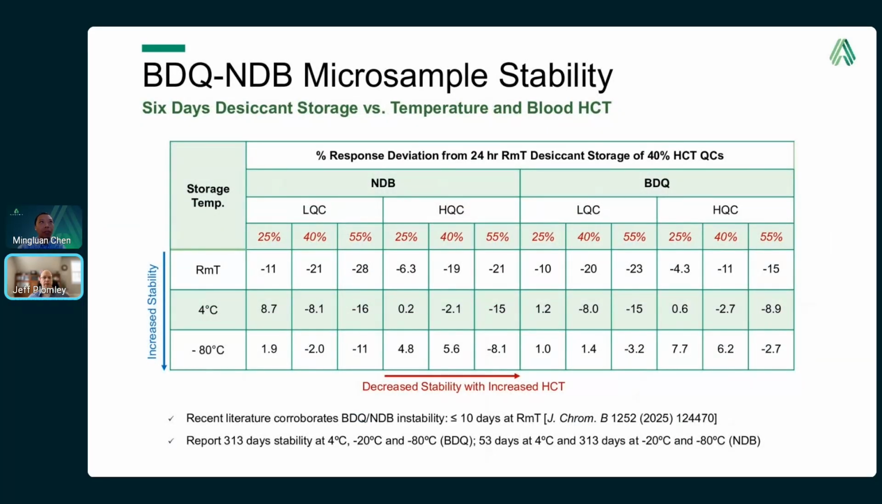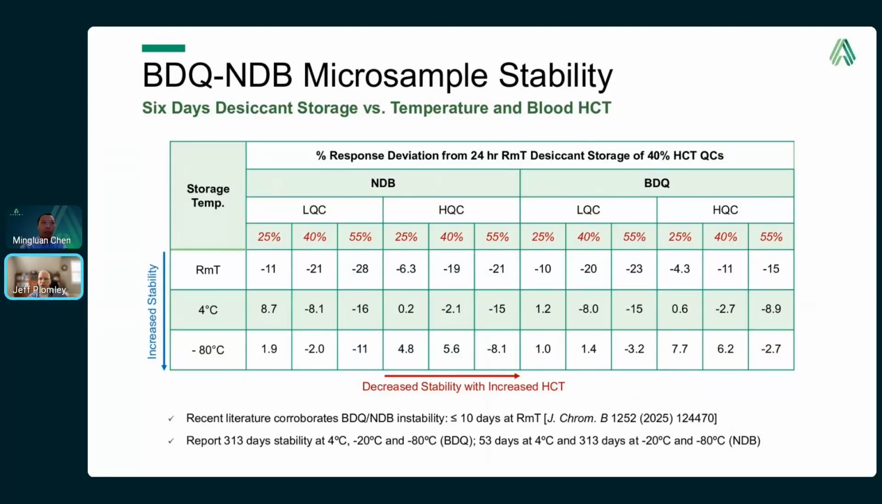So BDQ and NDB, that is bedaquiline and its N-desmethyl metabolite, are known to have limited room temperature stability in dried blood, as recently reported in Journal of Chromatography B. There's not much more than 10 days stability at room temperature for these two analytes. Now, if you reduce the temperature, you have increased stability of 313 days for bedaquiline, 53 days at 4 degrees for its metabolite, and 313 days at -20 and -80. But what's the point of doing microsampling if you then just have to store the samples at reduced temperature?